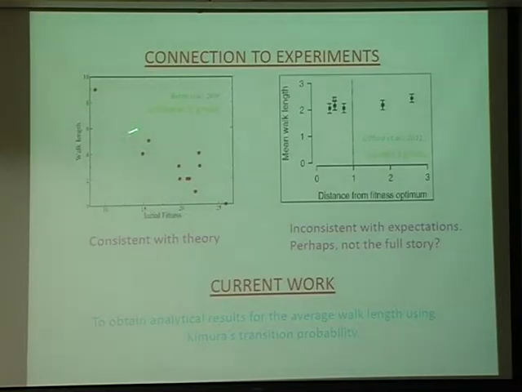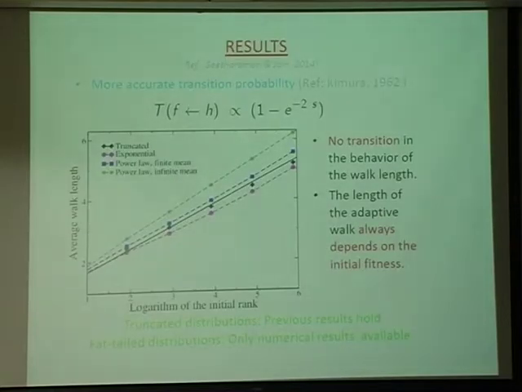And there are other experiments, for example, this Wickman's group, where the walk length changes with the initial fitness. And for this transition probability, the results shown here are just simulation results. We don't have the analytical expression for it so far, and this is something that we are still working on.